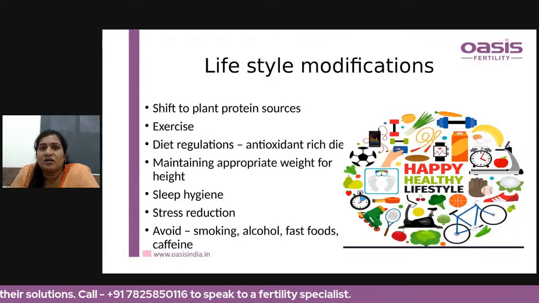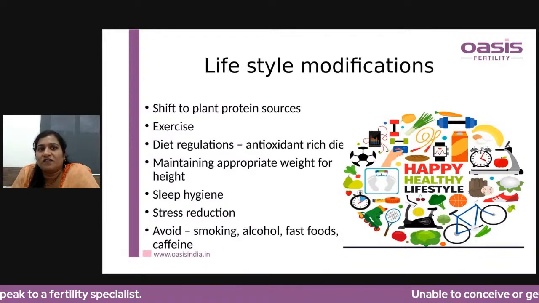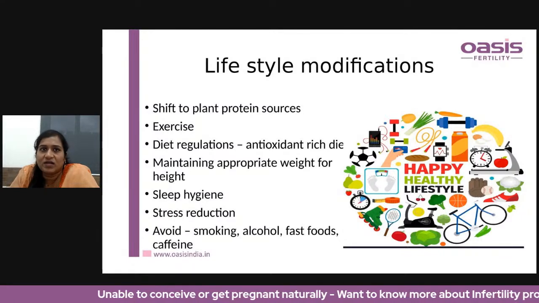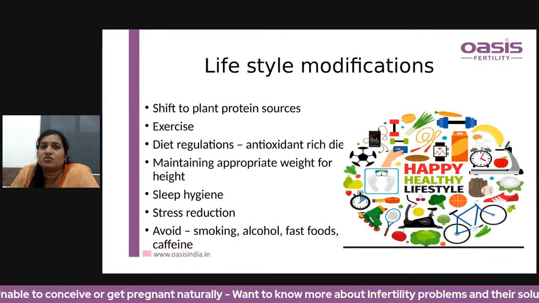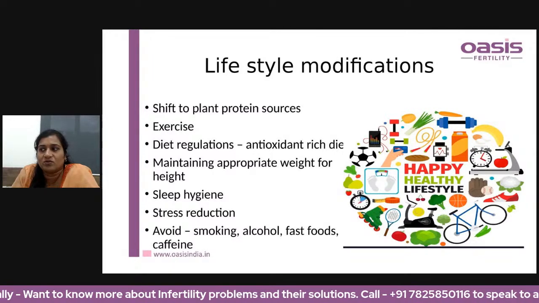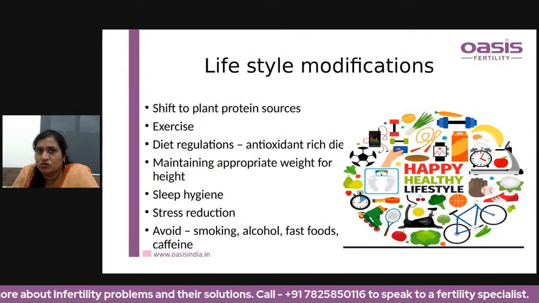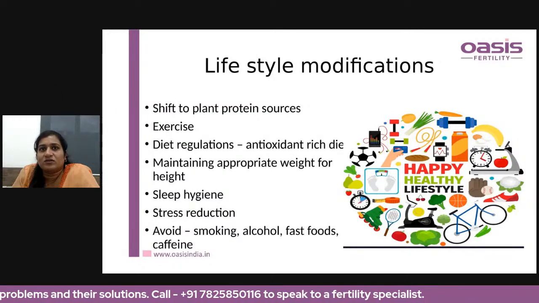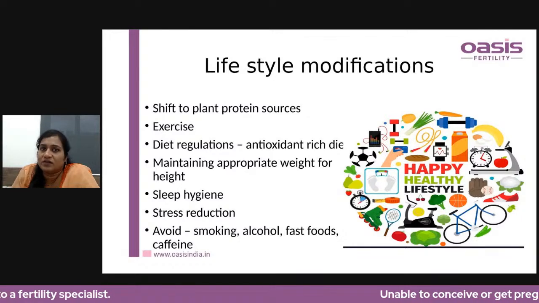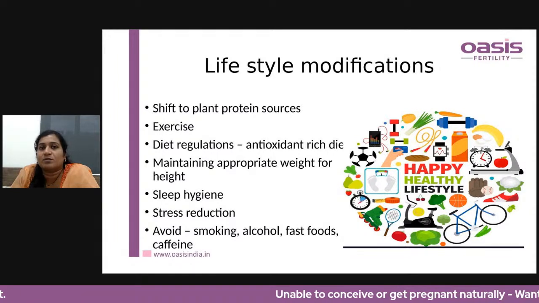And again, the avoidable factors which we have to address here are smoking, alcohol, fast foods, and caffeine. Caffeine up to 100 mg per day is just fine. So 1 or 2 cups of coffee is fine, but beyond that, it also has some side effects. So the amount of caffeine, either in terms of coffee or tea, has to be reduced. Smoking and alcohol have to be stopped, and fast foods also have to be cut down, to increase the quality of the eggs, and also to preserve the number of eggs remaining in the woman.